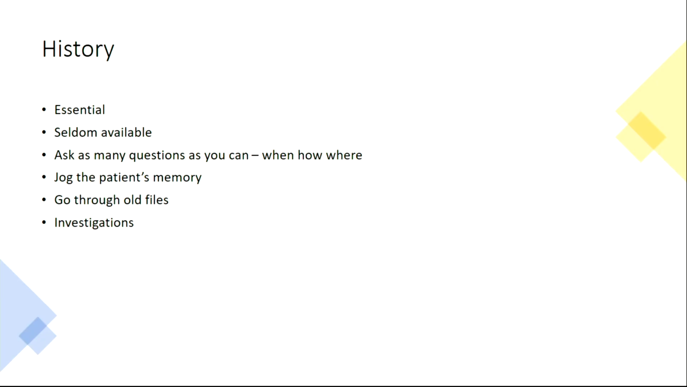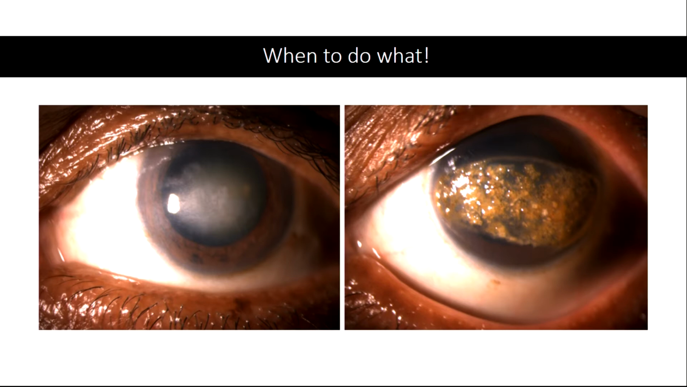History, I feel, is essential with every patient of corneal opacity who comes to you for surgery. Sometimes it is available, seldom available in our setups. You can ask as many questions as you can. Every time the patient comes, repeat the history and jog their memory, because many a times patients recall things that they may not feel are important, but are actually very important for you, and do as many investigations as you have access to. So when to do what is important.